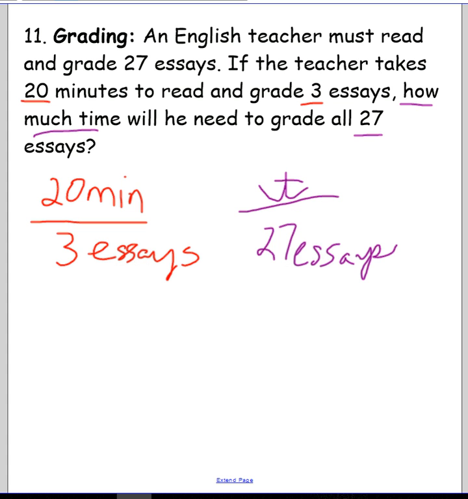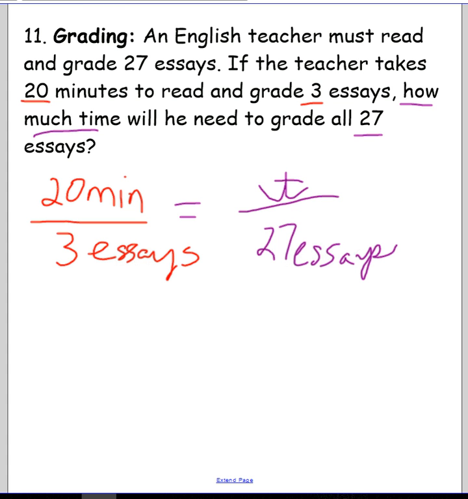I gotta love my beautiful writing with this mouse pad. Anyway, we have 20 minutes is to 3 essays, as we don't know how much time. I chose to use a T. You could have used X or any other variable you want, but T for me represents time, is out of 27 total essays. So hopefully you got that correct, and if you didn't, you see what you did wrong.